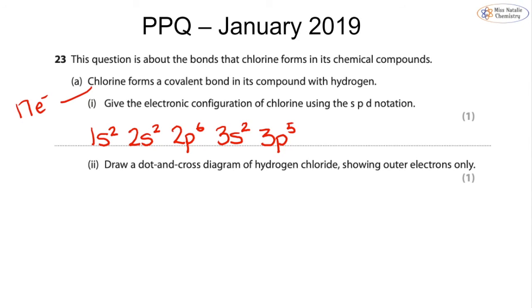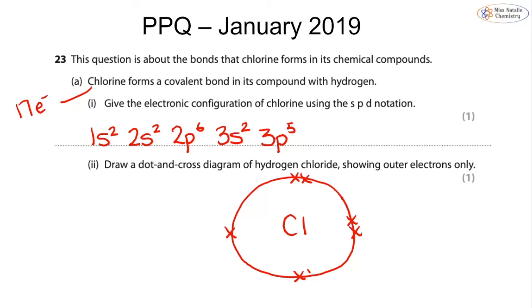And then we want to draw a dot and cross diagram of hydrogen chloride showing the outer electrons only. So we're going to have the chlorine with 1, 2, 3, 4, 5, 6, 7, and it overlaps with the hydrogen, and the hydrogen contains one electron, which I'm going to draw as the dot. So I have now got 2, 4, 6, 8 in the outer shell for the chlorine, and the hydrogen only wants to fill the 1s, so it has 2, so that's your dot and cross diagram.